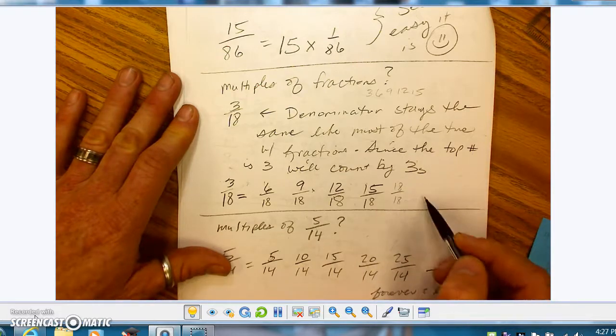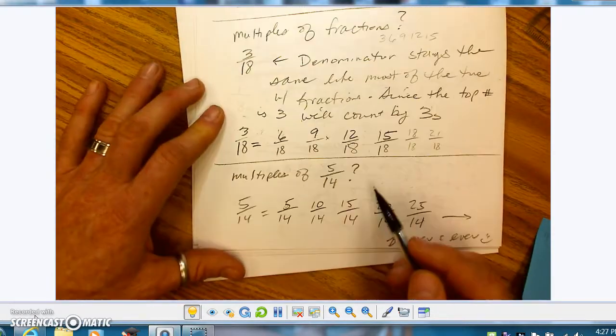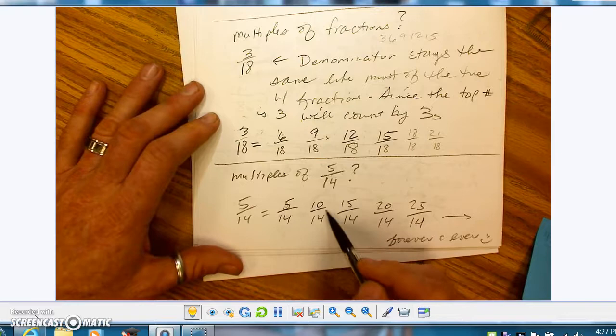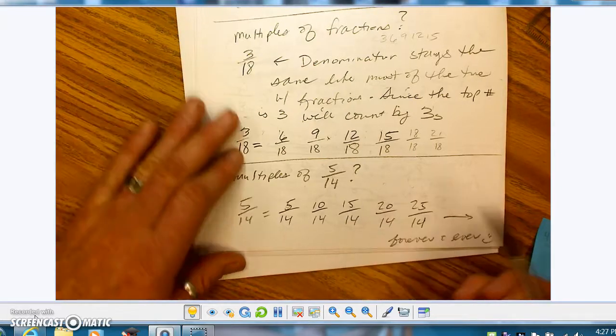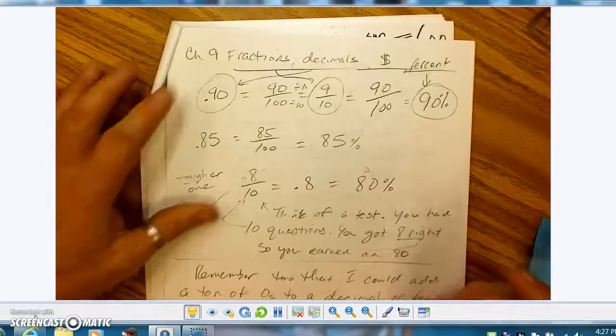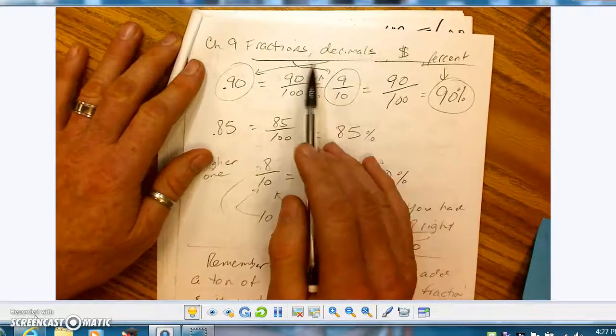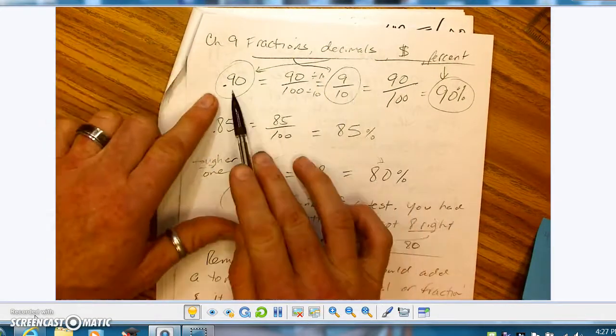18/18, right? And then 21/18. Get the idea? Multiples of 5/14, same. 5/14, 10/14, 15/14. Get the idea? Forever and ever. Chapter 9, fractions, decimals, and percents.